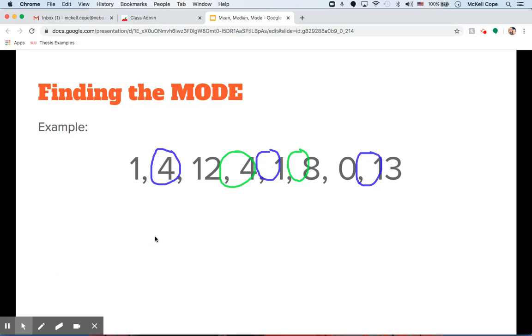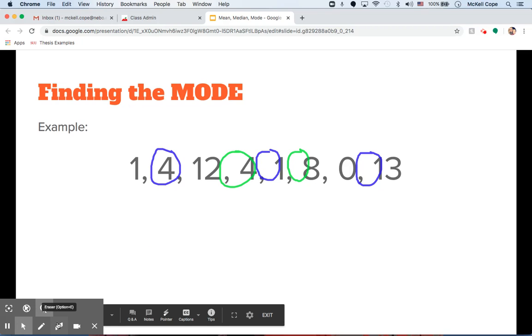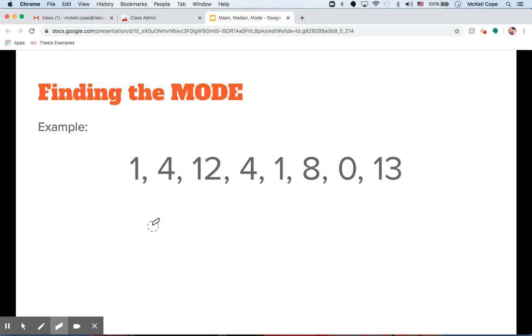Okay, now let's try. Let's erase this here. Okay, here's another set of data. I want you to find the mode here. Go ahead and push pause, and we will go over it. Okay, so here, let's take a look. 1, 4, 12, 4, 1, 8, 0, and 13.